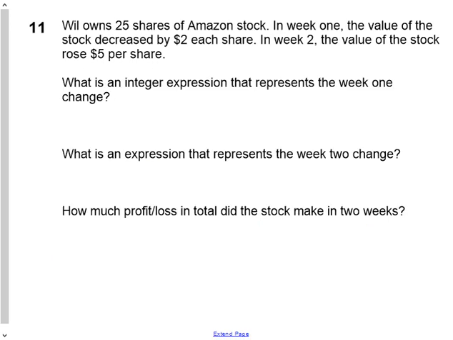Question 11 says, Will owned shares in Amazon stock. In week 1, the value of the stock decreased by $2 a share. And in week 2, the value of the stock rose $5 per share. What is an integer expression that represents the week 1 change? So if we have 25 groups or 25 shares, and each one of them decreased by $2, that's going to be a -$2 representation. So each of those 25 shares decreased by $2, and that means the overall net loss in week 1 is I lost $50 in stock value in week 1.